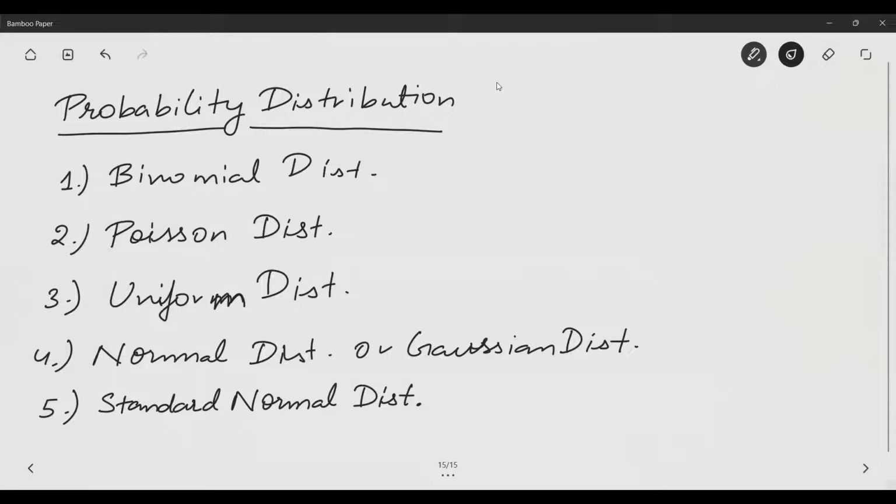Okay, so these are all the different probability distribution functions which are available, and these are the main distribution functions which we are going to discuss.